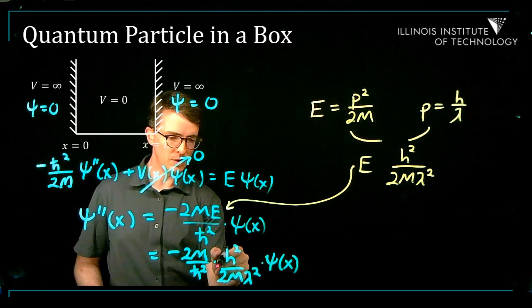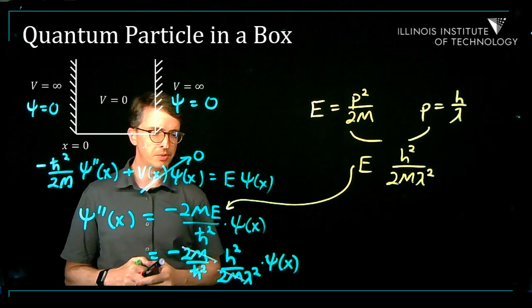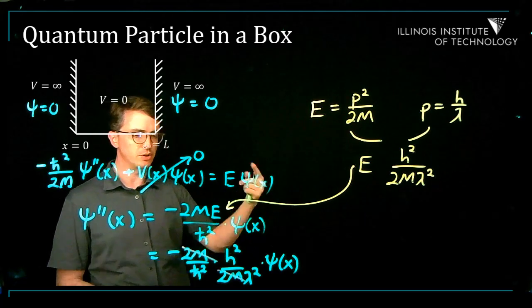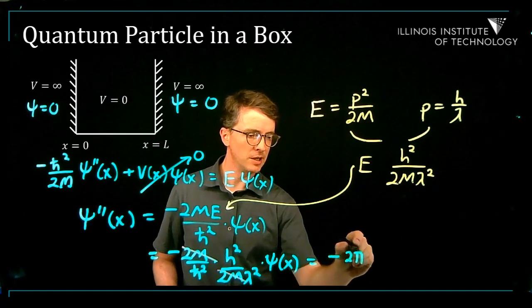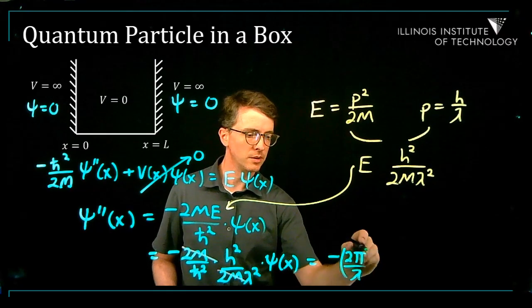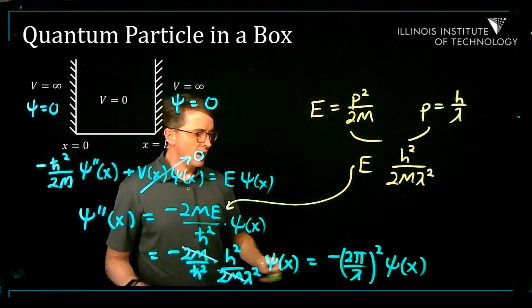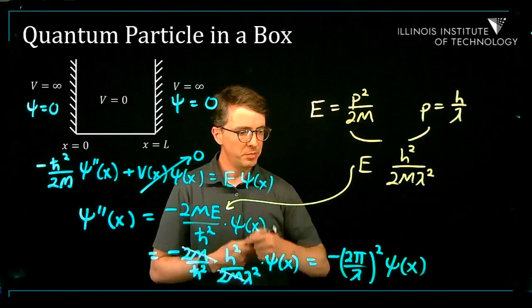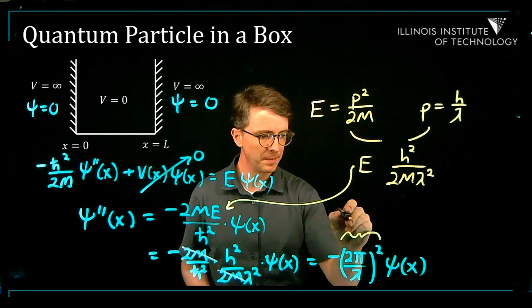Okay. The 2m's cancel, and I have h squared over h bar squared. Remember, h bar is h over 2 pi, so this becomes minus 2 pi over lambda squared times psi of x. And then typically, we call this 2 pi over lambda k, the wave number, so this is going to be k squared.